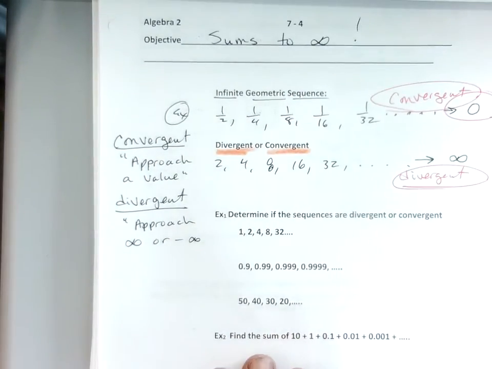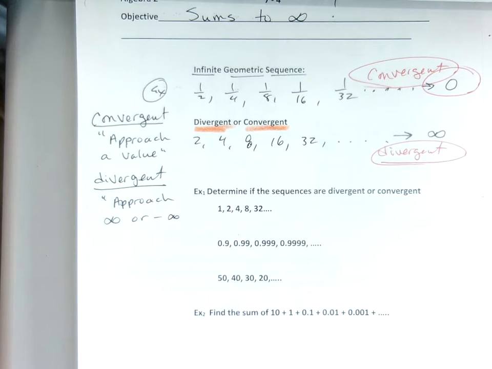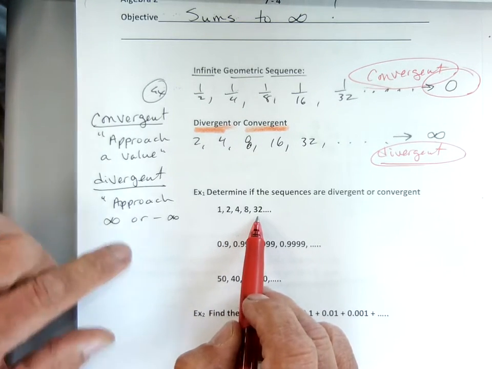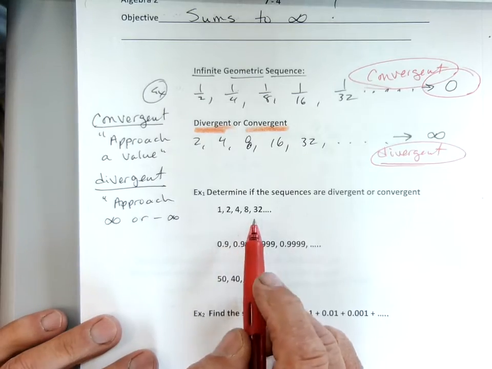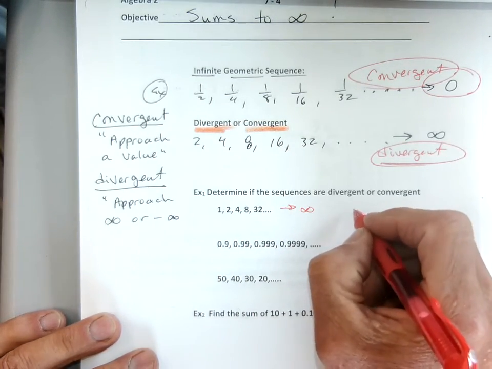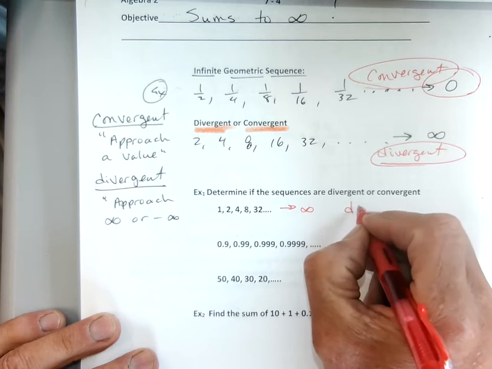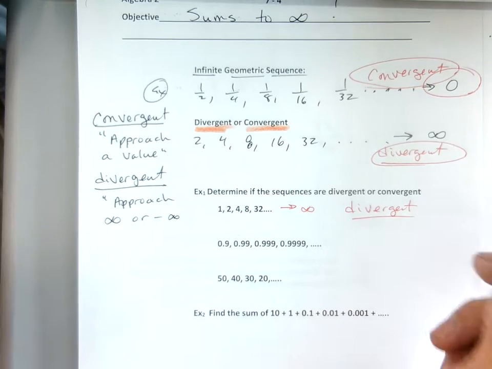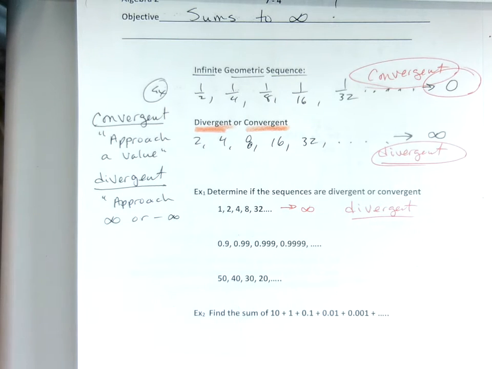So the first couple examples are kind of easy, right? Example 1, we kind of did example 1. We take a look at the sequence 1, 2, 4, 8, 32, and that's basically what we did here. It's getting bigger and bigger. This one's heading to infinity, so we'll say it is divergent. Okay, so far seemed pretty easy, right? I mean, if it just goes off to infinity or negative infinity.